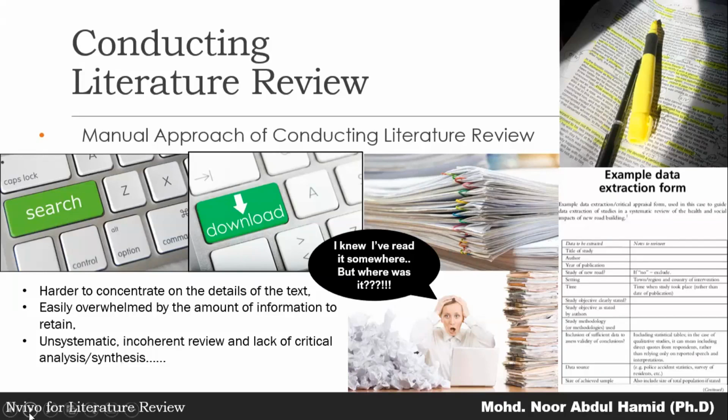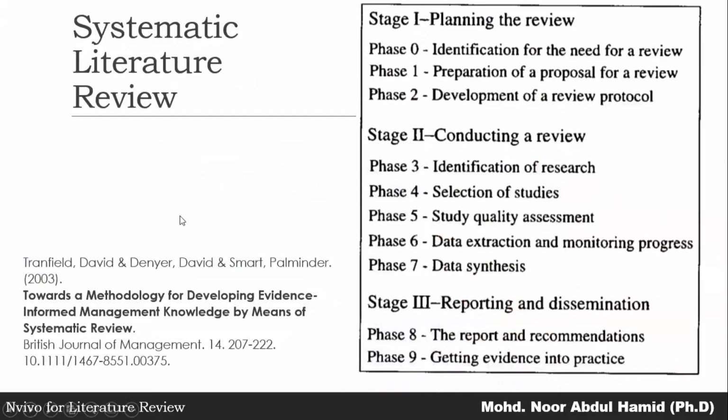So this is normally how we conduct a literature review manually, without using NVivo or any software. These are the steps that I followed when I did my PhD to conduct a systematic literature review, where there are phases that you have to follow, which I will not go through in this session because this is more on NVivo itself. If you are interested in how to conduct a systematic literature review and what process you have to go through, you can download this paper by Tranfield from the British Journal of Management. It lists out the steps that you have to follow in order to conduct a systematic review.